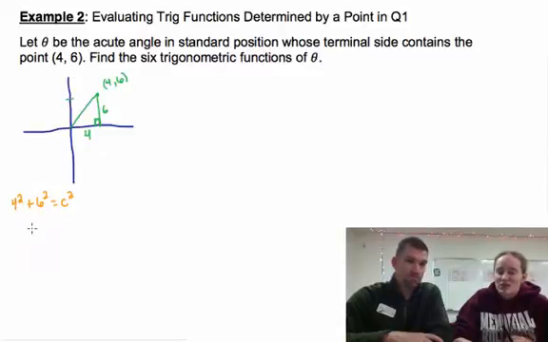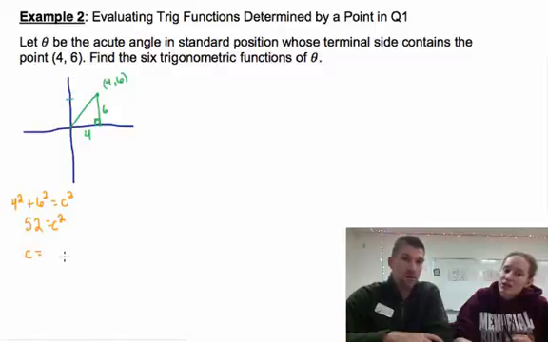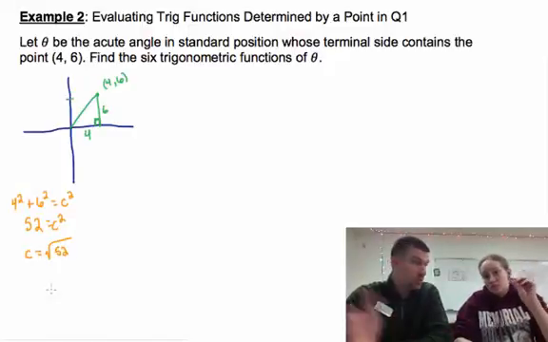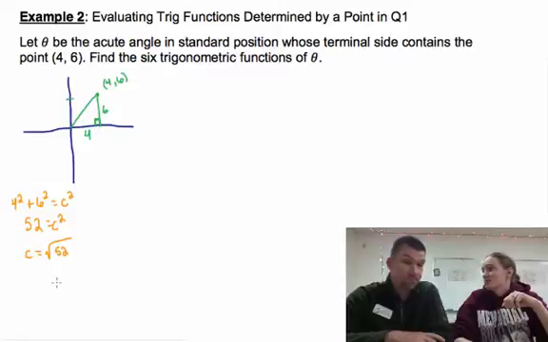16 plus 36 gives us 52, equals c squared. Square root both sides. Now, don't square root both sides on your calculator either with these things. If you're asked to find all the trig functions, then you're going to simplify the square root of 52. Any answer given on something like this with a decimal is not correct. We want exact values, which means square roots or fractions or both.